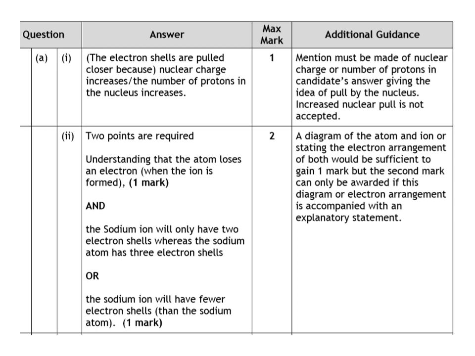So for the first question, why does it decrease as you go across a period? That's because we have a greater nuclear charge. The number of protons in the nucleus increases. And then for the second question, the atom has lost an electron, and therefore we have a reduced number of electron shells, therefore it is smaller.